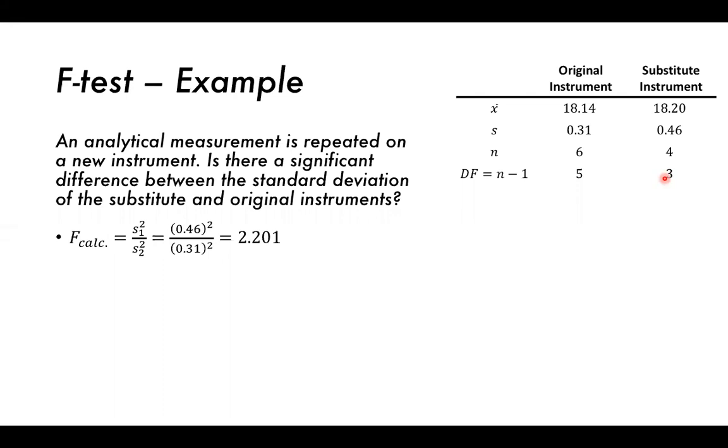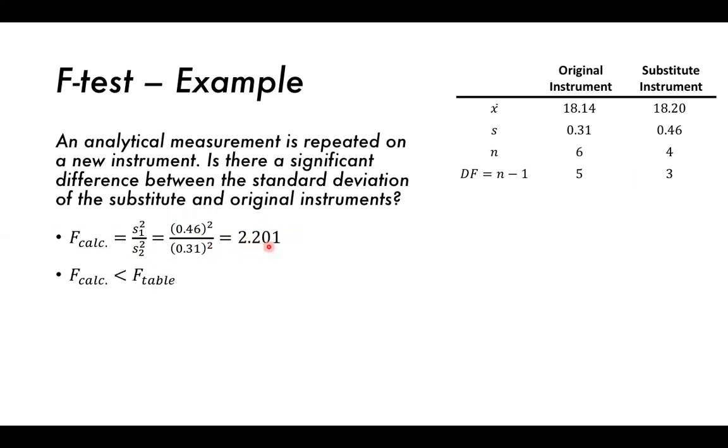So here is our F calc calculation. Our calculated value of F is equal to the square of the first standard deviation over the square of the second standard deviation. Remember that we always put the larger standard deviation on top so that our F calc value is going to be greater than 1. This gives us a value of 2.20.